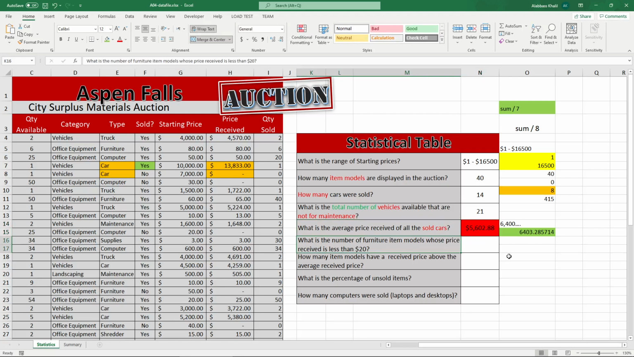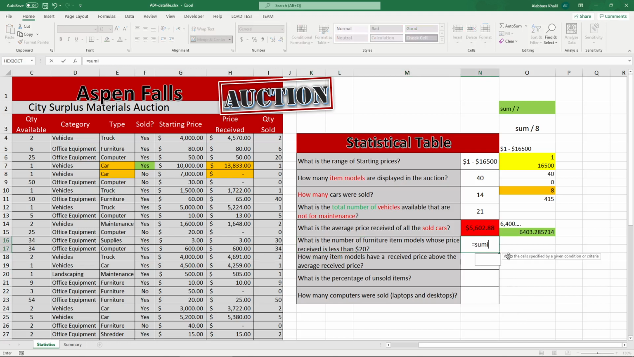Next, what is the number of furniture items whose price received is less than 20? Easy enough. Equals SUMIF, or we'll see if it's SUMIF or actually COUNTIF. What is the number of furniture item models? So like we want to count the unique furnitures, not all of what were sold. How many furniture items whose price is less than 20? Okay, this seems like COUNTIFS, right? I have 2 conditions.